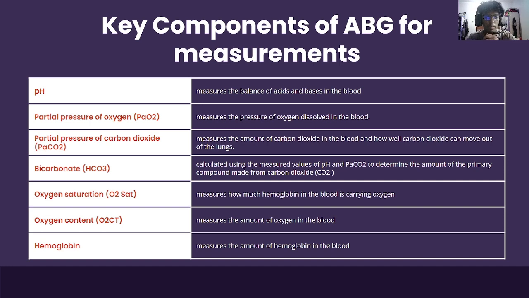Next is HCO3, which is bicarbonate, which is calculated using the measured value of pH and the PaCO2 to determine the amount of the primary compound from CO2. Next, the key component is also the O2 saturation, which is oxygen saturation, where you measure how much hemoglobin in the blood is carrying oxygen. Next is the O2 content, which is the oxygen content. We will measure the amount of oxygen in the blood, as well as the last one, which is hemoglobin. It will measure the amount of hemoglobin in the blood.